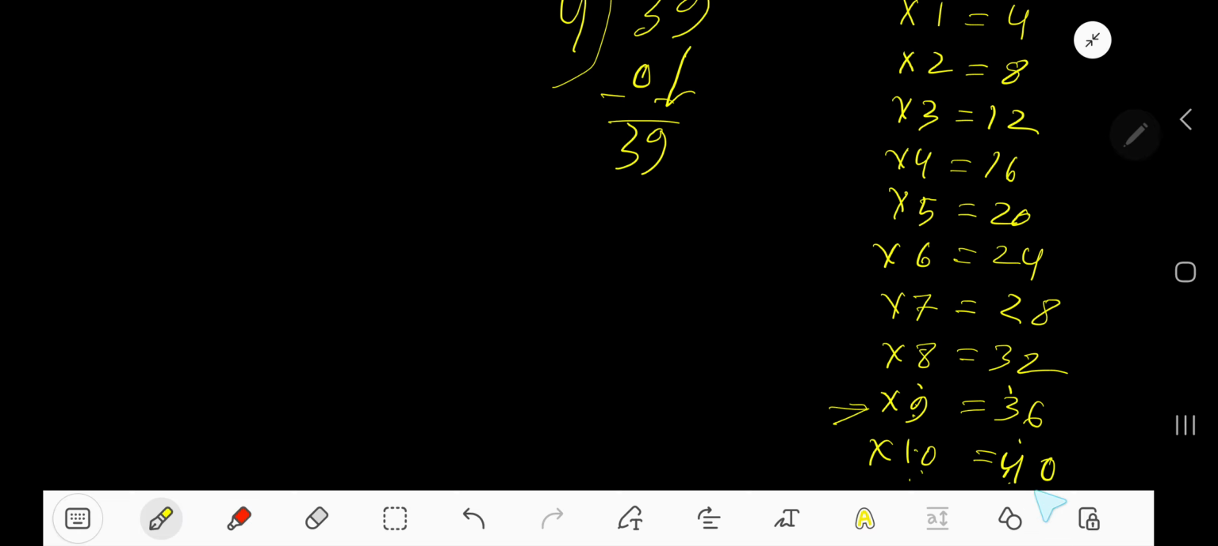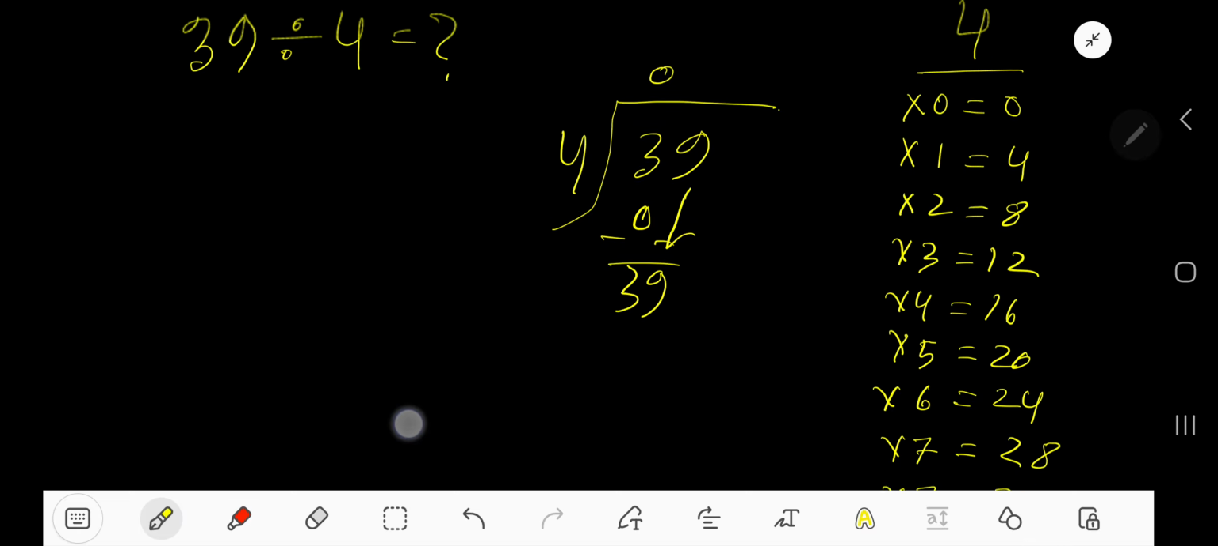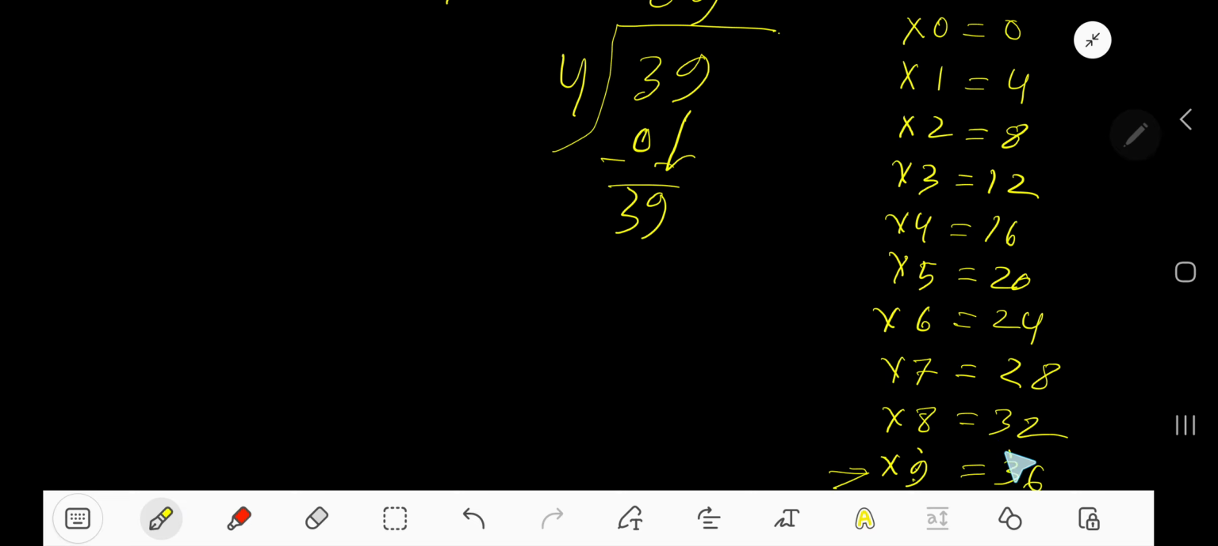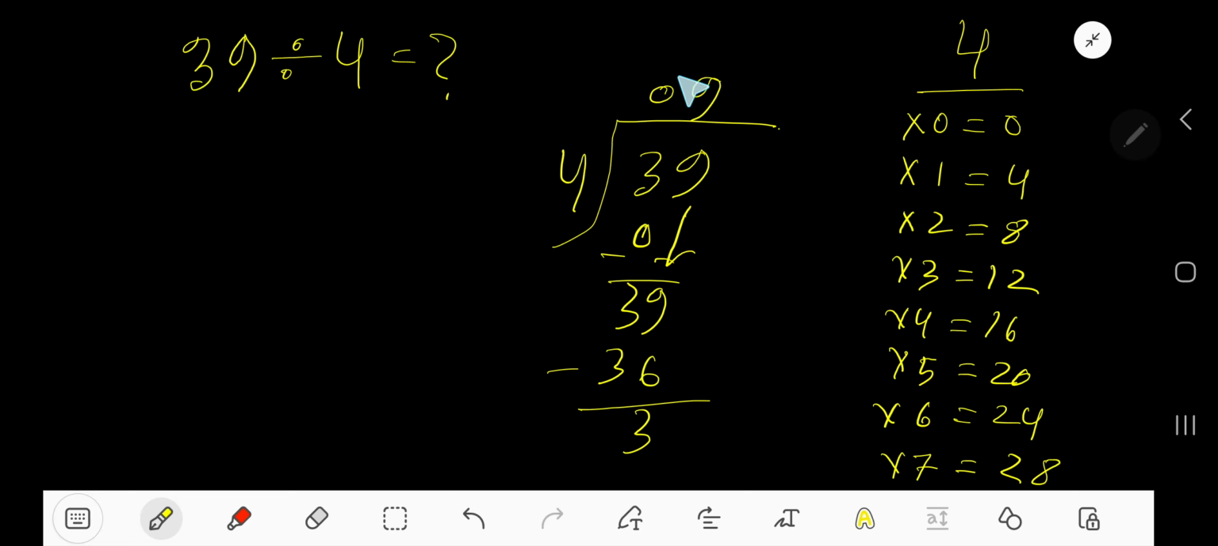4 goes into 39 how many times? 4 times 10 is 40, which is too much for us, so 9 times. 9 times 4 gives us 36. Subtract, you are getting 3. So our answer is 09, which means 9, remainder 3.